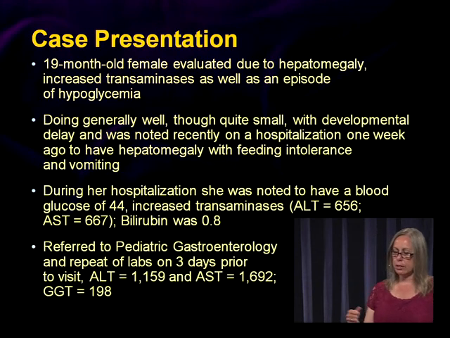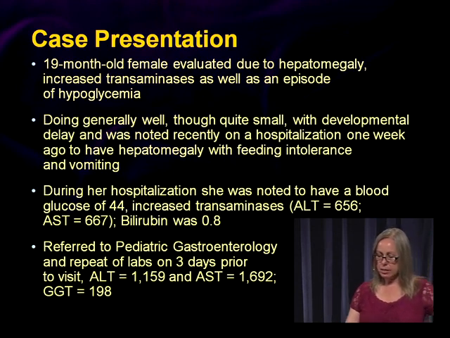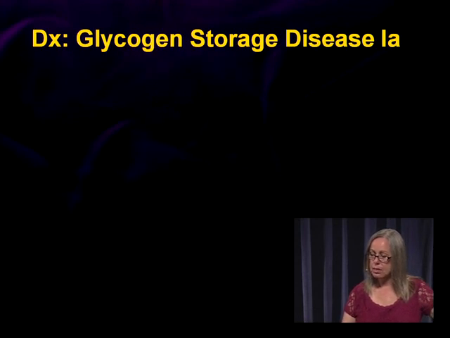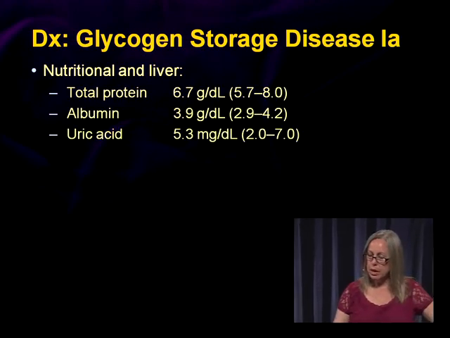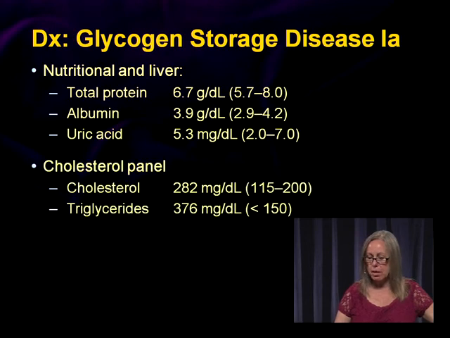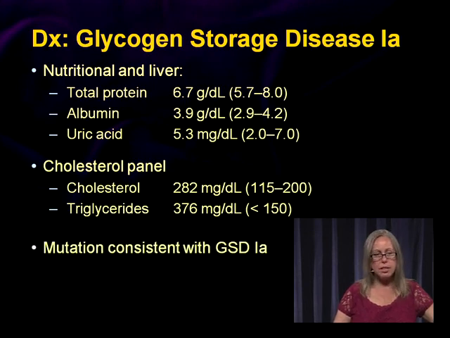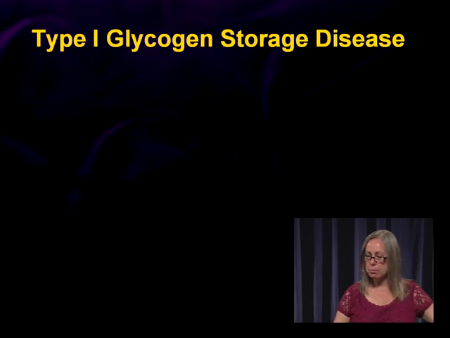She was referred to pediatric GI, repeat labs 3 days later have increasing transaminases, ALT and AST, that have now doubled. And this is classic for GSD type 1A. Total protein was on the lower end, albumin mid, and uric acid, although in this case was normal, can be severely elevated. Her cholesterol and triglycerides are elevated, which is classic for GSD type 1A. And she had a mutation analysis consistent with GSD type 1A.